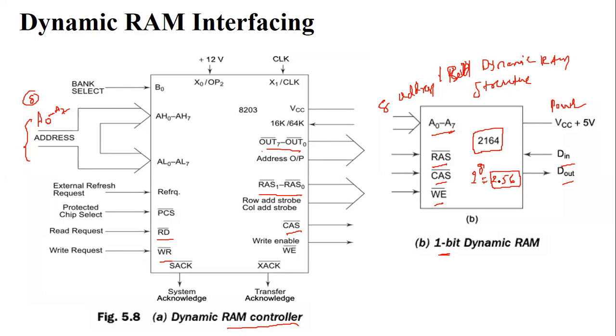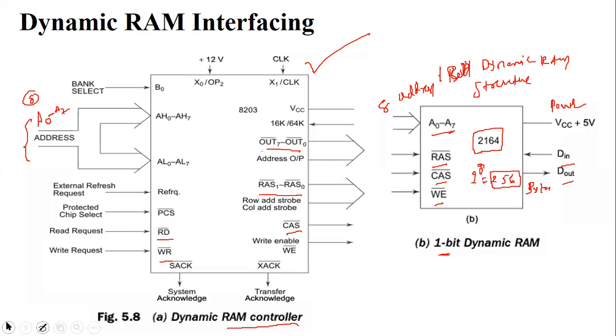Either 256 is the memory size of 256 bytes. This is the memory size of this 1-bit dynamic RAM. See this, the dynamic RAM structure is like this. To refresh this dynamic RAM, you require some hardware device.